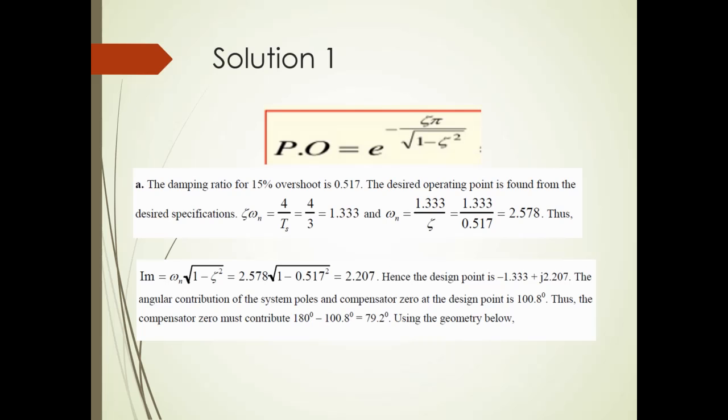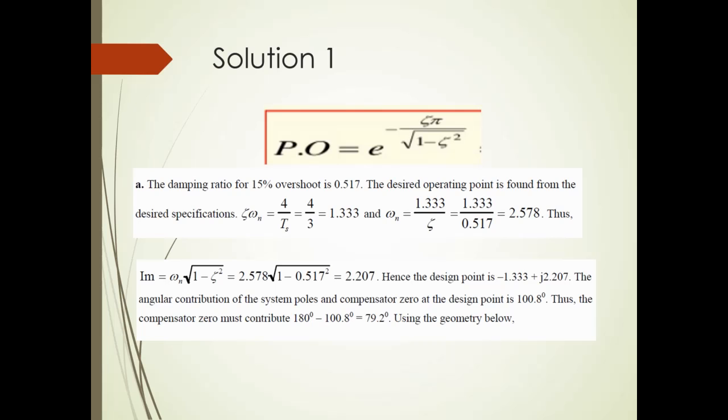In order to get the overshoot, the damping ratio: percent overshoot is equal to e to the exponent of negative damping ratio multiplied by pi over the square root of 1 minus damping ratio squared. When you put it in the calculator, you will get 0.517. So the desired operating point is found from the desired specification.